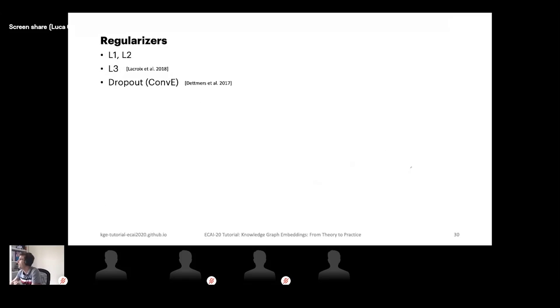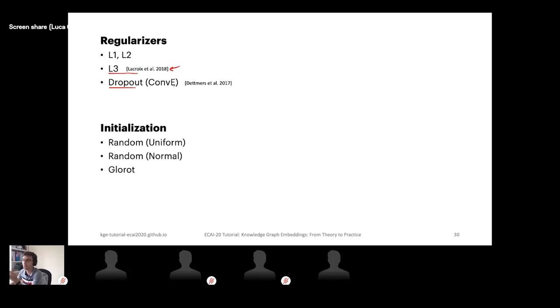Now, speaking of losses, it is also quite important to remember that there are a lot of different ways to add regularizations using classic L1 or L2 or L3, as proposed by this paper that introduces a model called ComplEx-N3, which is, to the best of my knowledge, probably still the model that is topping the leaderboard as we speak. Other architectures use dropout, for example, ConvE, right? So again, it's all about how we play around by mixing and matching scoring functions, loss functions, regularizers, initializers as well.